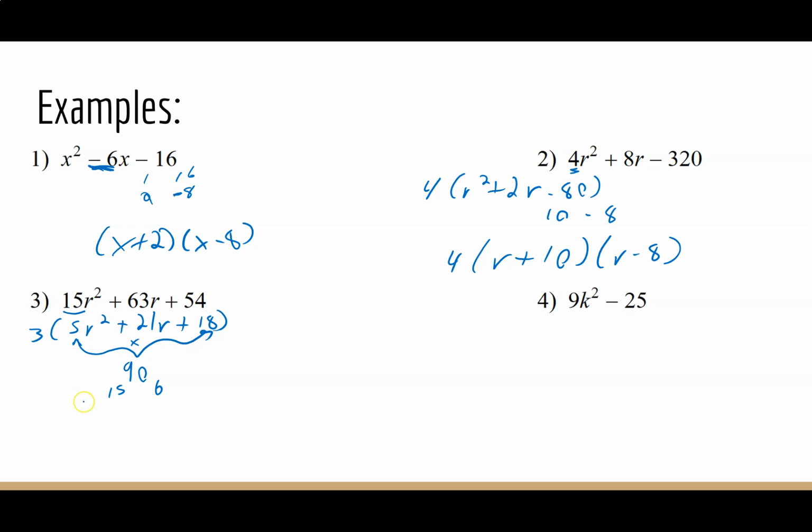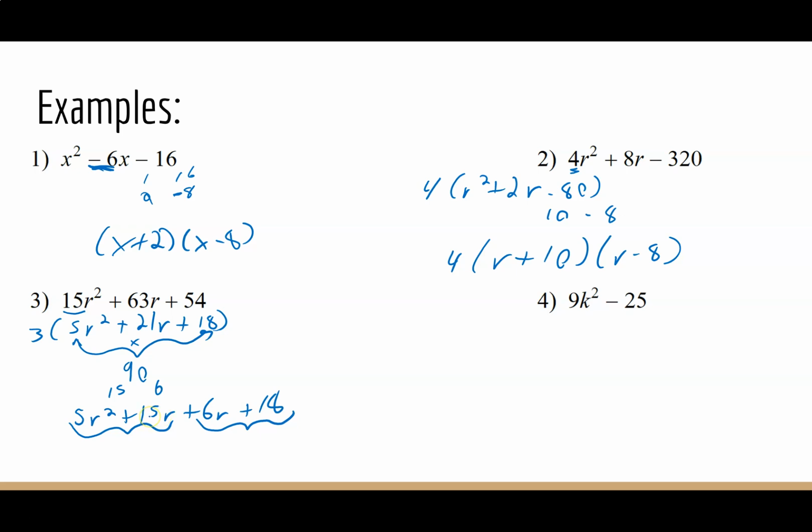Instead of jumping straight to the answer, what I have to do now is split that 21r into 15 and 6. And I split it in a perfect way so that when I factor by grouping the two sets of binomials, I'll be good.